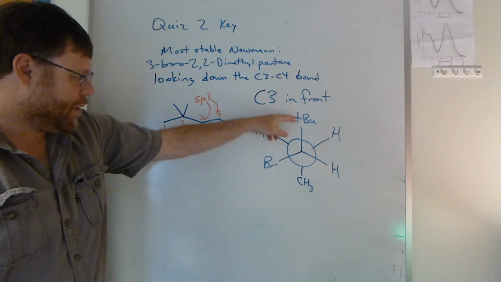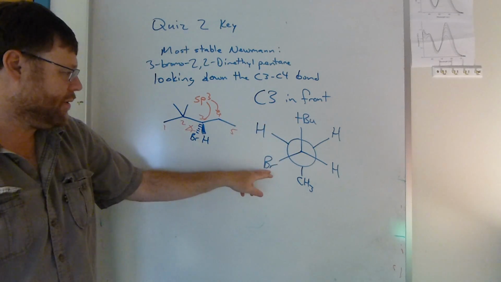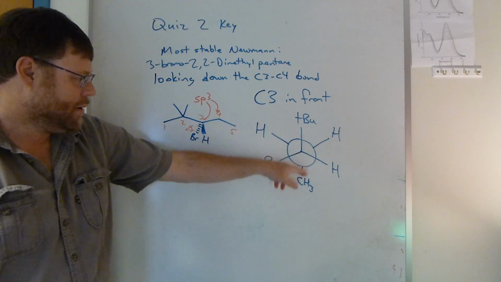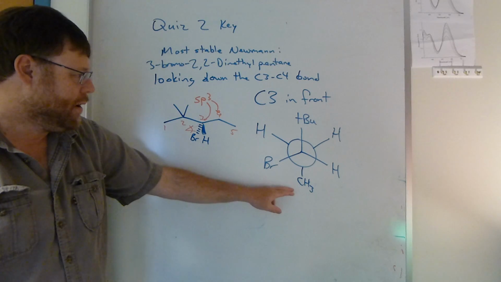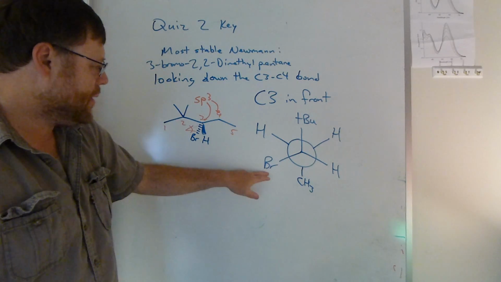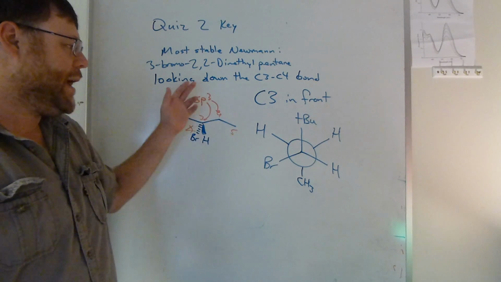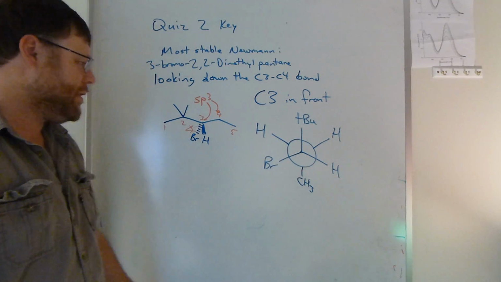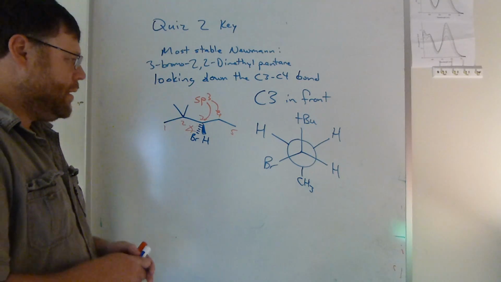Well, you've got the big group on the front carbon. This front carbon, C3, has a t-butyl that is a lot bigger than bromine. The big group on the back carbon is methyl. And the big groups on the front and the back are anti to one another. And you've pretty much minimized gauche interactions. You've got a methyl gauche with the bromine. If you're going to have the t-butyl group be anti to the methyl, the bromine has to be gauche to the methyl. There's really nothing you can do about that. That's the most stable conformation.